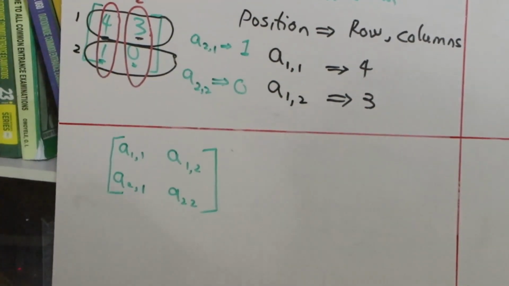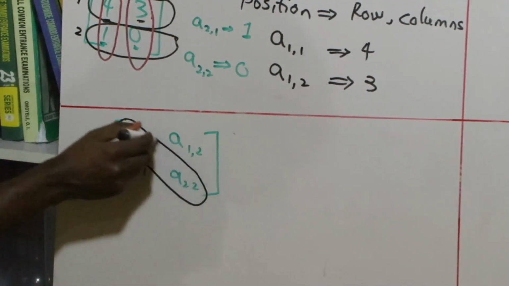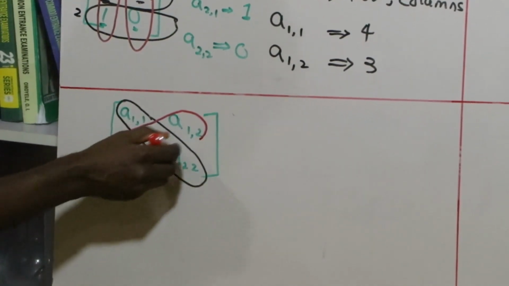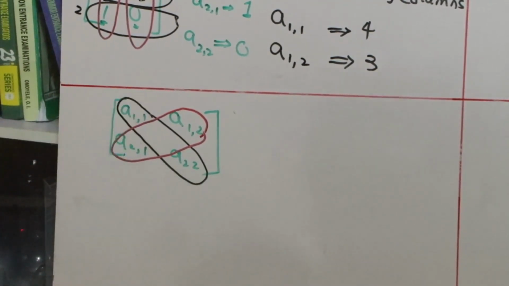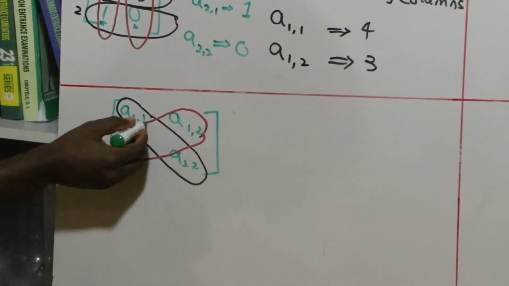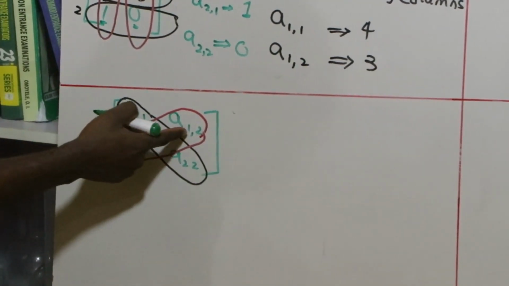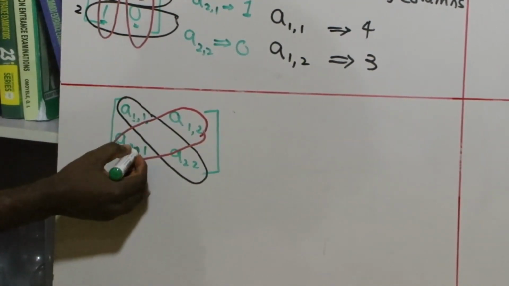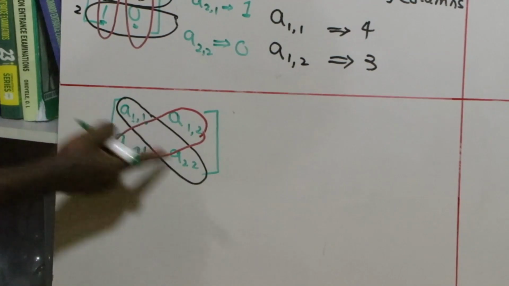Now, when you look at this diagonal and this diagonal, you will notice that the diagonal with black ink has something special about it. The two numbers that represent the positions are the same: 1, 1 and 2, 2. For the other diagonal, the two numbers that represent the position are 1, 2 and 2, 1. They are not the same, unlike 1, 1 and 2, 2.